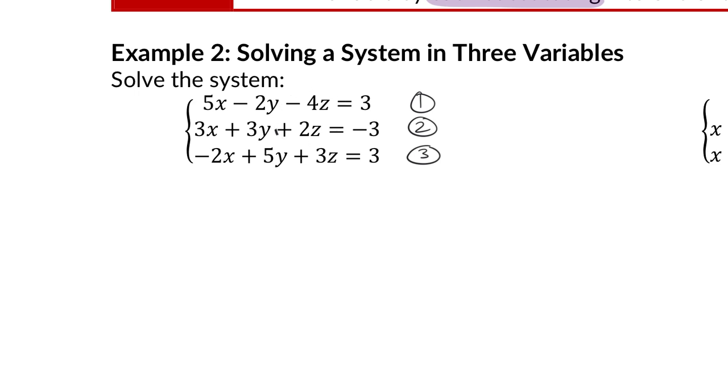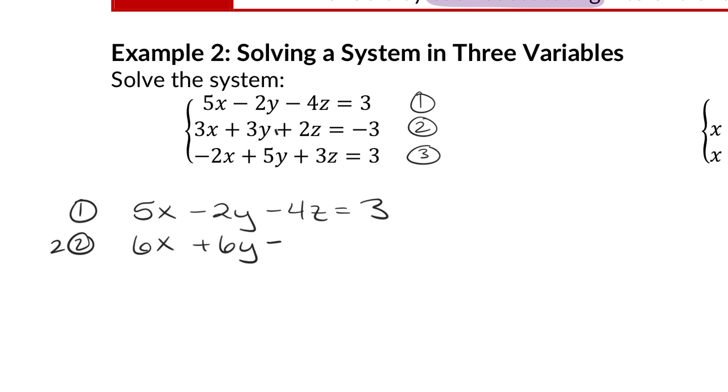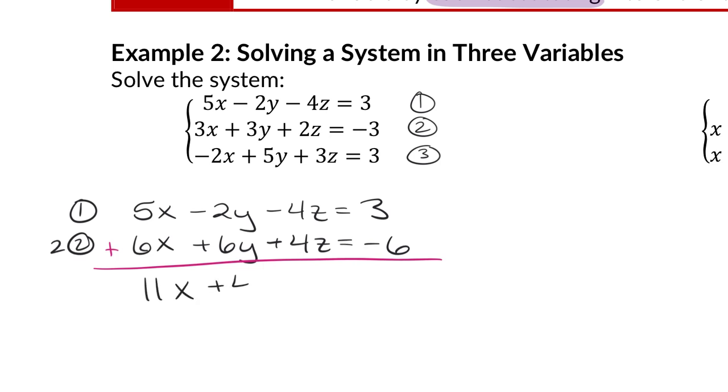I'm going to take the first equation and double the second equation, and I'm going to add like I did last class. This is 5x minus 2y minus 4z equal to 3, and 6x plus 6y plus 4z equal to negative 6. So exactly like I did last class where I just multiplied a scalar by everything in that equation, I do that again. We add to create a 2-variable system. Our new equation here is 11x plus 4y, boom, equal to negative 3.